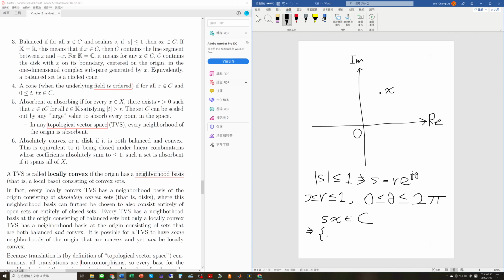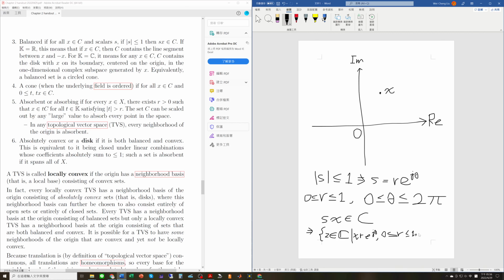It means that, consider the set, z is any complex number. sx is in C, so x r e^{jθ} is in C. So it contains all the x times r times e to the power of jθ, where 0 is smaller than or equal to r, and r is smaller than or equal to 1.